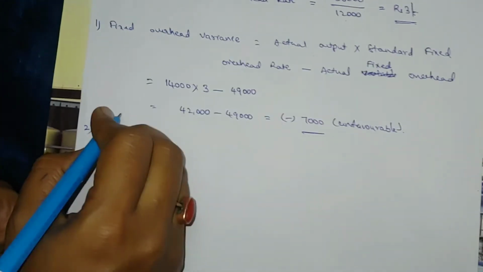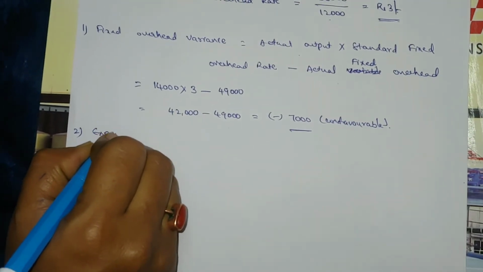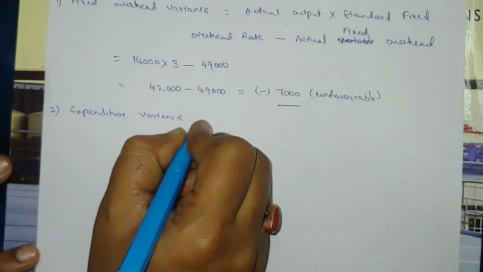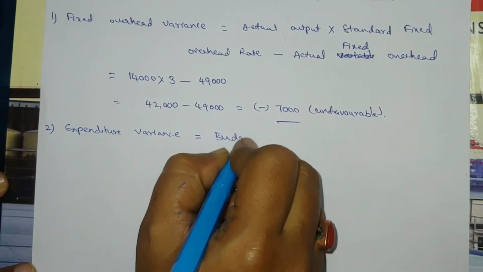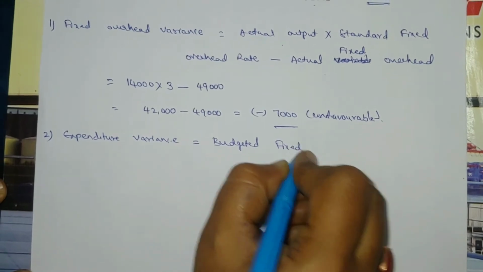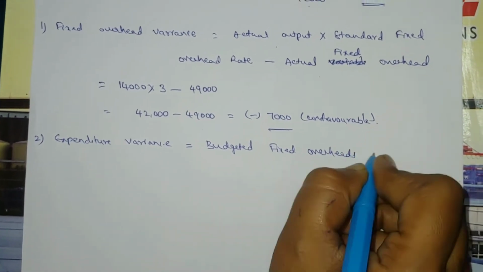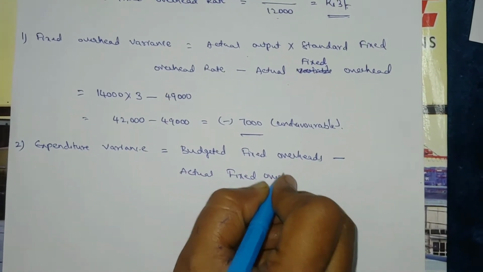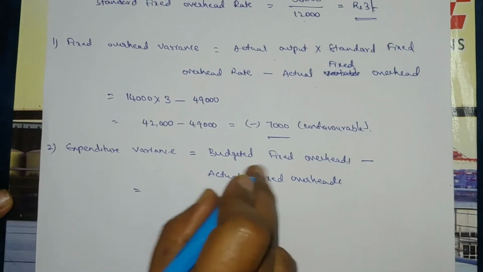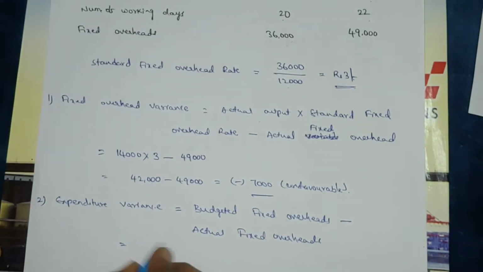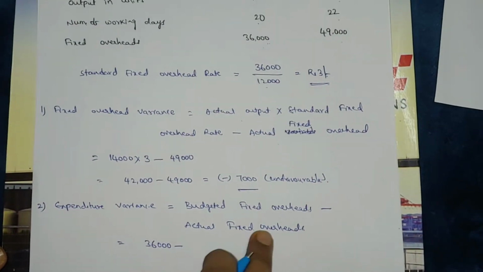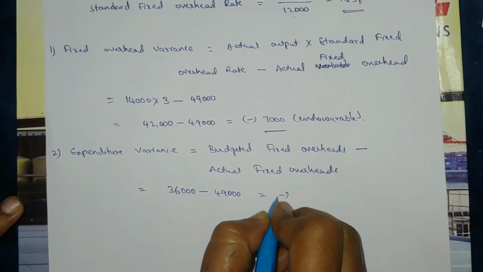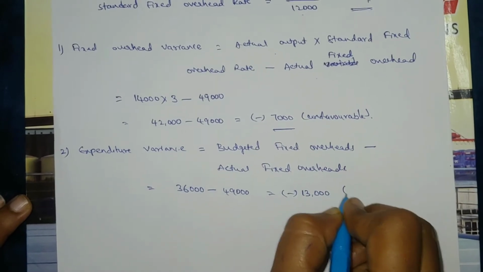Next, second one, we have to calculate expenditure variance. Expenditure variance is equal to budgeted fixed overheads minus actual fixed overheads. In this, budgeted fixed overheads is equal to 36,000 minus actual fixed overhead is equal to 49,000 equal to minus 13,000. It is also unfavorable.